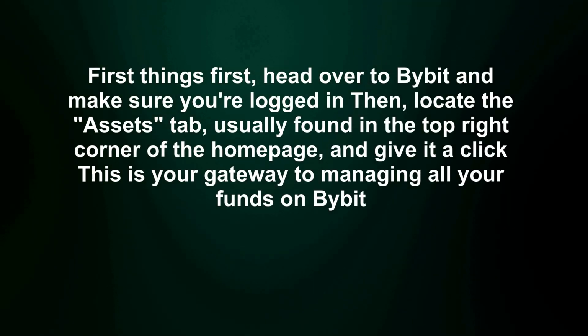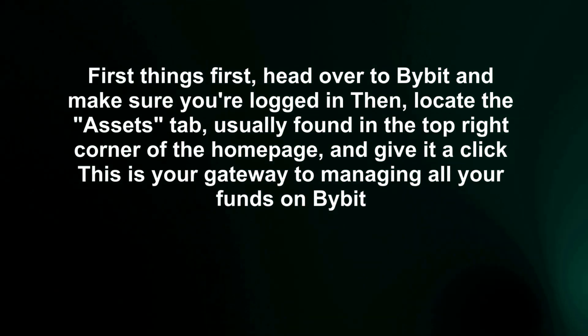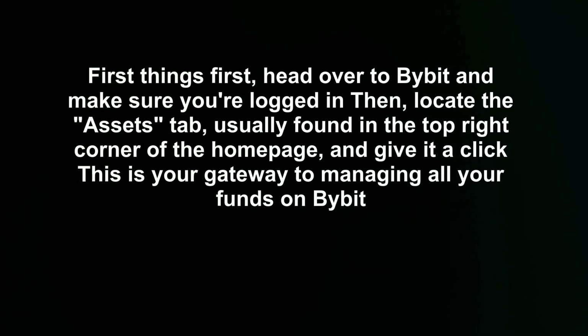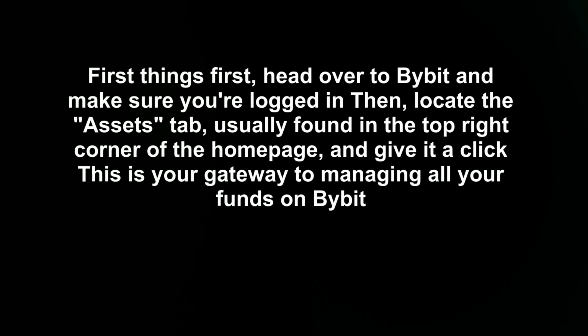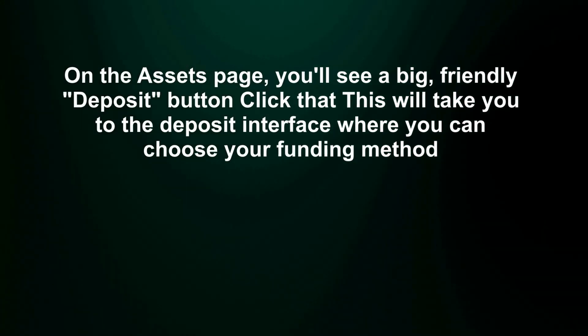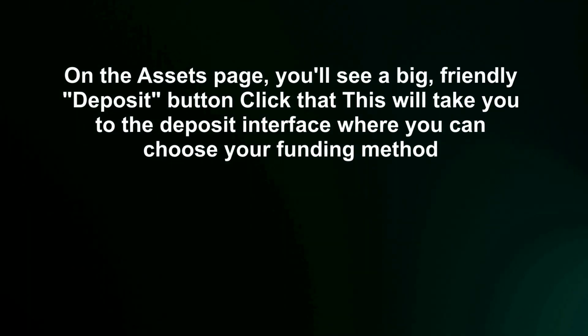First things first, head over to Bybit and make sure you're logged in. Then, locate the Assets tab, usually found in the top right corner of the homepage, and give it a click. This is your gateway to managing all your funds on Bybit. On the Assets page, you'll see a big, friendly deposit button. Click that. This will take you to the deposit interface where you can choose your funding method.